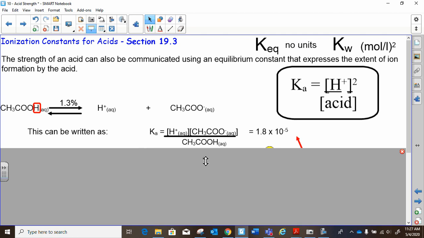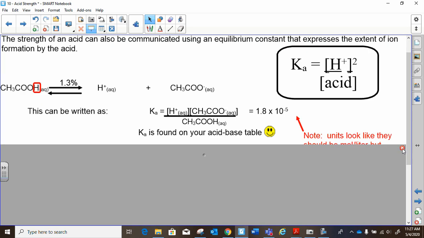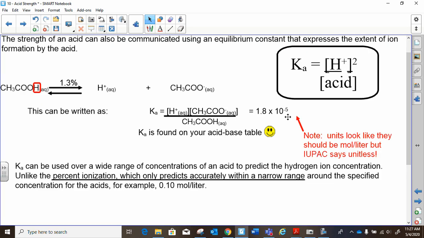First of all, we can write what's called the ionization constant expression, similar to the Keq. We write the products on the top, raised to their coefficients, and the reactant on the bottom. And again, it's all aqueous or gaseous species. The Ka value I just found by looking on our acid-base table. And again, it looks like there should be moles per liter, but IUPAC says we don't need units, so we're going to leave units off.